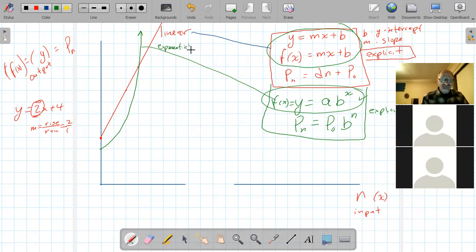And the last one we have is logistic. I'm going to start that one out lower so it doesn't run in. Logistic functions start out and they look a lot like the exponential, see? But then they hit what's called an inflection point. And then they start turning and going flat. That is a logistic function. This is logistic growth.